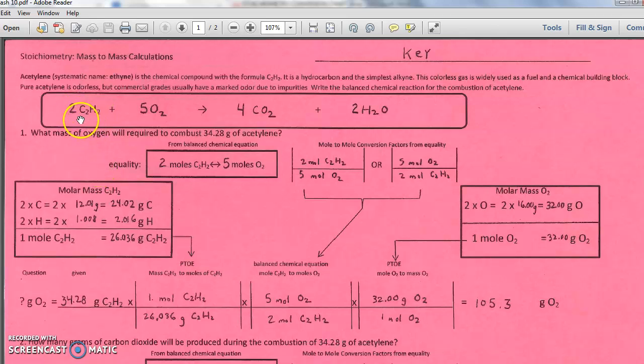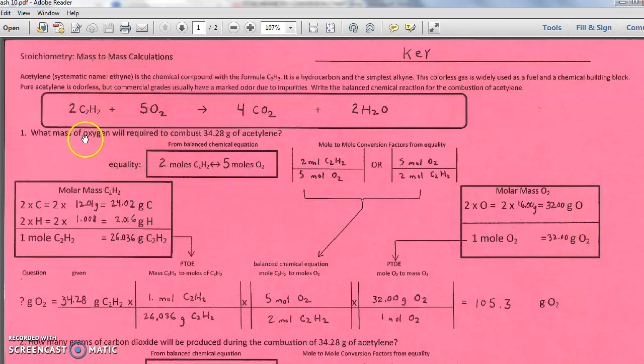The hydrogens are balanced. We now move on to carbon, HCO. 2 times 2 carbons is 4, so we put a 4 in front. 4 times 1 is 4. And our last one that we now work with is oxygen. Here we have 4 times 2 oxygens is 8, plus 2 times 1 is 2. 8 and 2 is 10. We put a 5 in front. We now have a balanced equation.